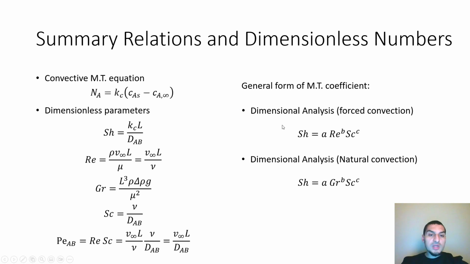Finally, we were able to get this relation, which is the relation between the Sherwood number, Reynolds number, and Schmidt number, which takes this form in case of forced convection, and the Sherwood number with Grashof and Schmidt number in case of natural convection. And we said the values of A, B, and C depend mainly on the fluid properties, on the flow regime, and on the geometry of the system where mass transfer takes place.